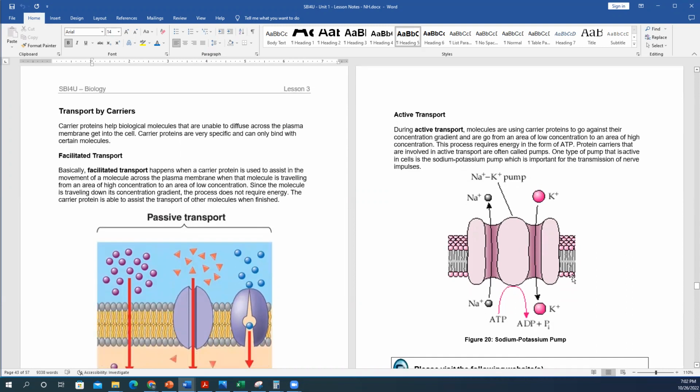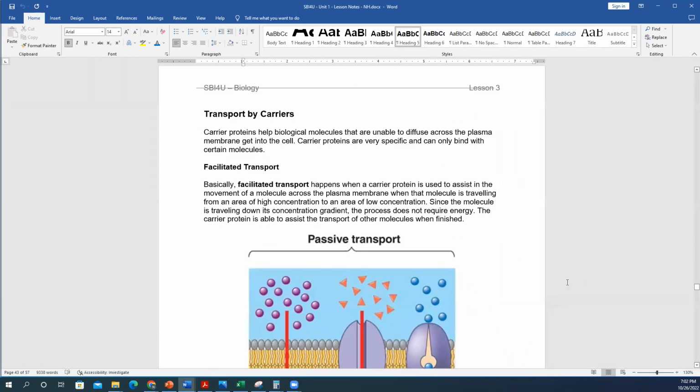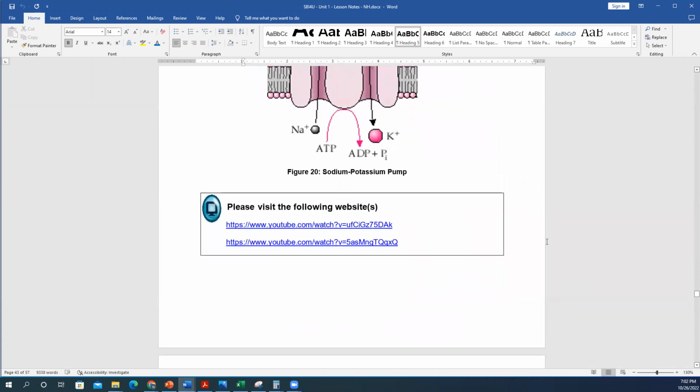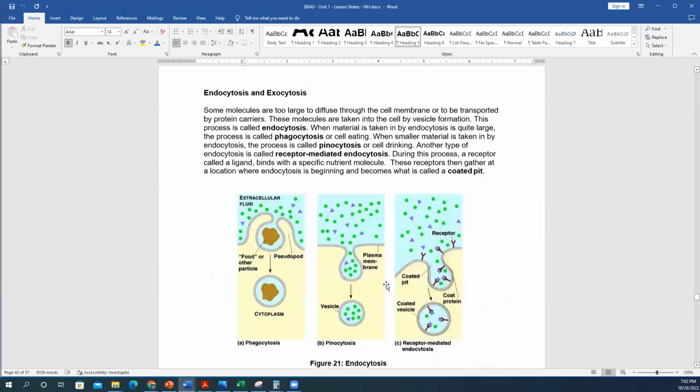And the sodium-potassium pump is a good example of this type of pump. It's very important, as we'll learn later on in one of our future units, for transmission of nerve impulses across nerve cells. Sodium-potassium pump. There's a couple of YouTube videos that you guys can spend some time and watch. It might help.